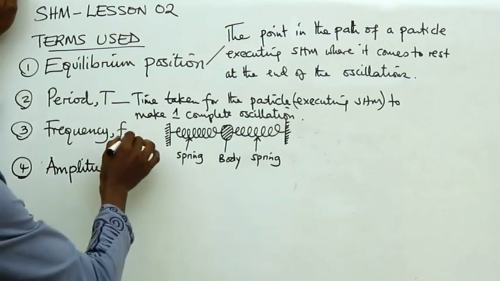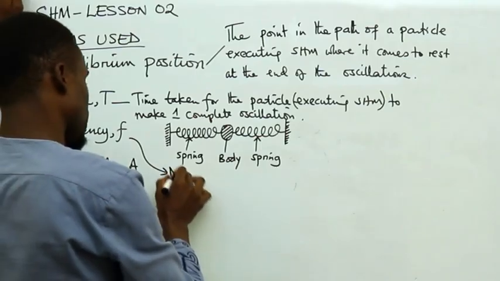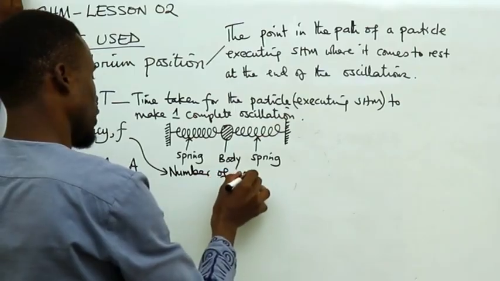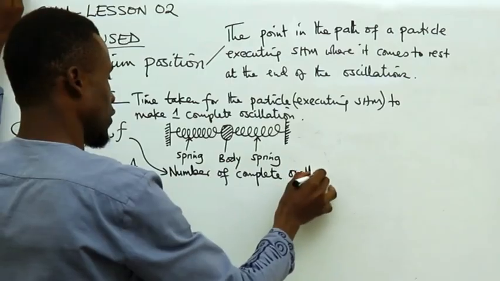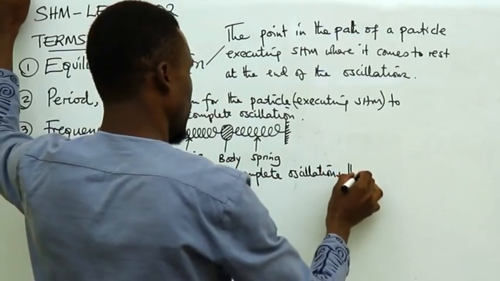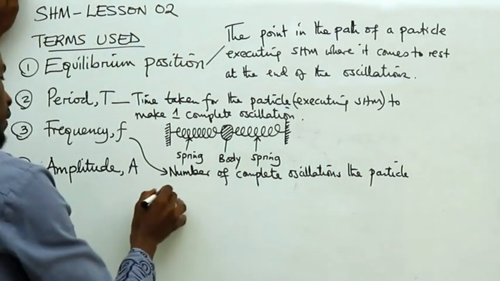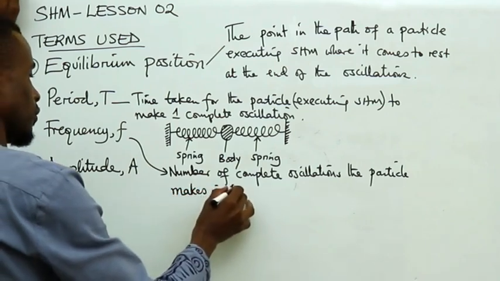Then, when it comes to frequency, we define frequency as the number of complete cycles made in 1 second. The number of complete oscillations or complete cycles the particle makes in 1 second.